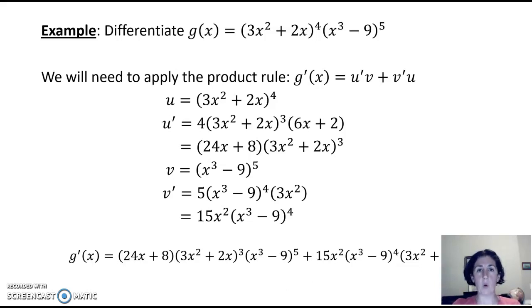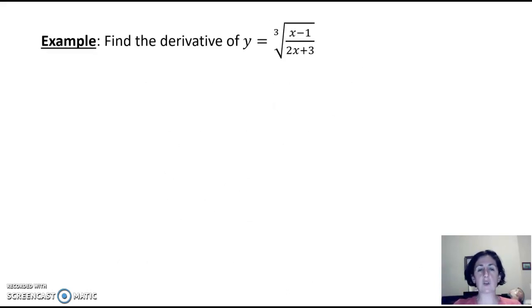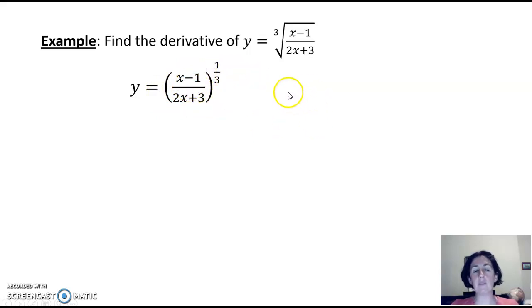Let's take a look at one more example. Let's find the derivative of the cube root of (x − 1)/(2x + 3). Now notice here again, we don't have a rule for radicals, so we're going to have to rewrite that as a fraction exponent, all of that being raised to the 1/3 power. So now I have an inside function being raised to a power. What I'll do is bring the power down, leave the inside function alone, take one away, but then I'll have to multiply it to the derivative of this inside function.